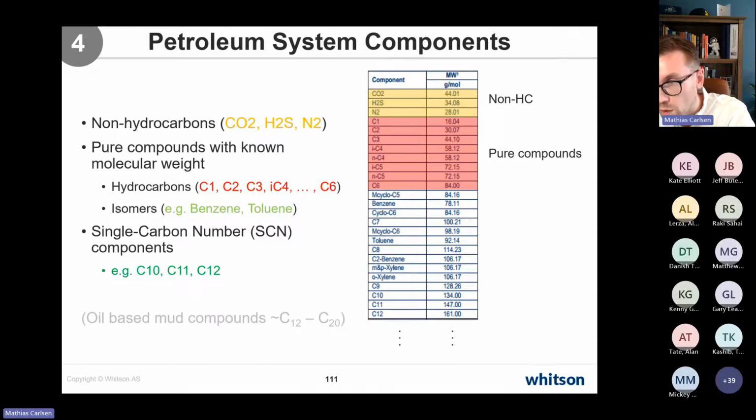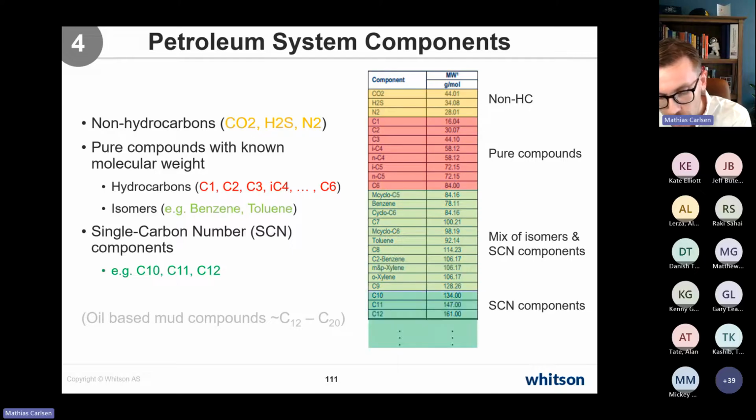So the molecular weights for these are known. Then we have a mix of isomers and single carbon number components, and for the single carbon number components the molecular weight is just estimated. These are what we call Katz and Firoozabadi molecular weights.